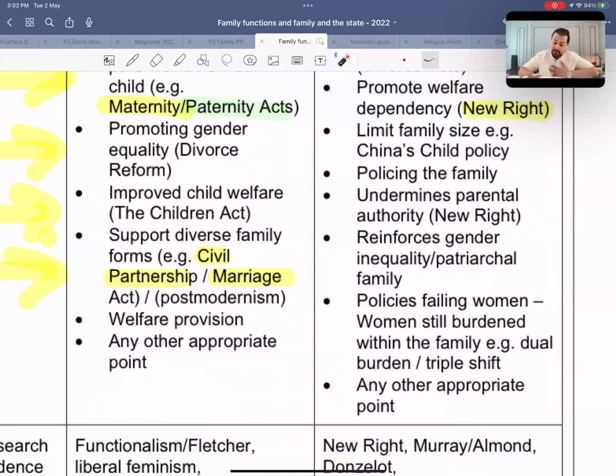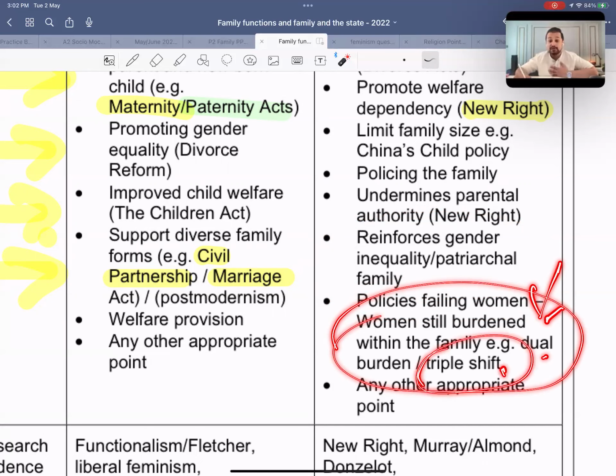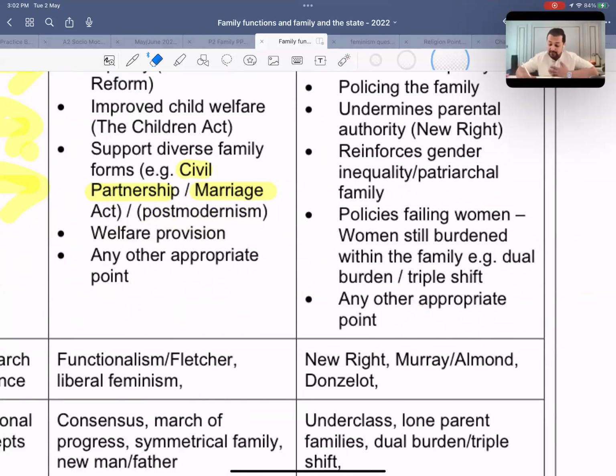Again, the state reinforcing gender inequality, patriarchal families, feminism all the way. There are certain social policies that are, again, more in favor of males as compared to females, according to many feminists. You pick up content from here under the heading of conjugal roles, or the feminist perspectives, different types of feminist perspectives. Women still burdened within the family. The idea of a dual burden, Ann Oakley, the idea of a triple shift, Duncombe and Marsden, right? Charles Murray, the new right perspective. Let me just pick this up.